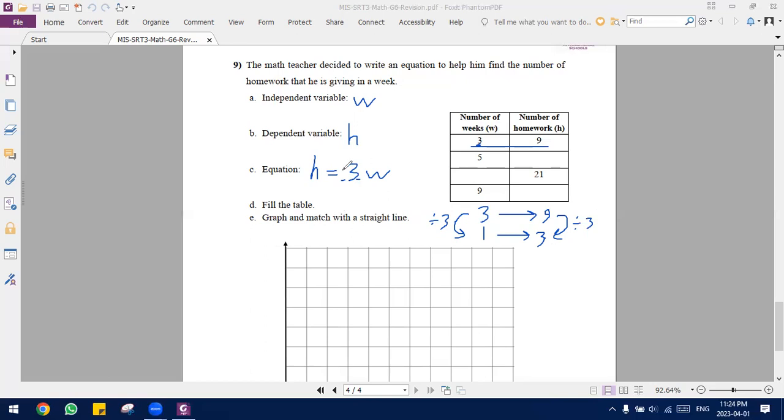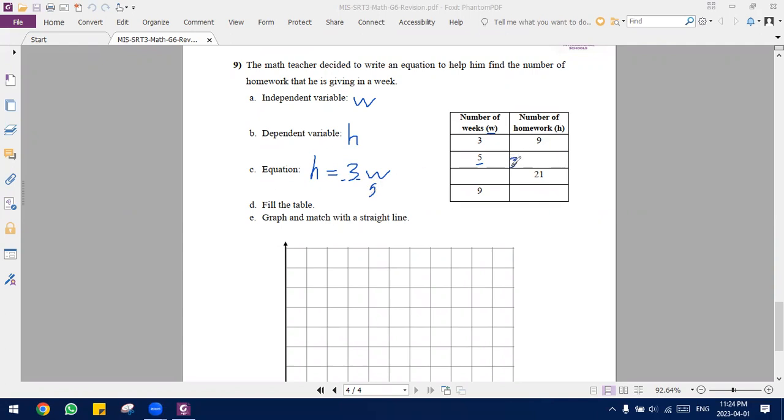So H equal to 3 times W, 3W. Now fill the table. Filling the table requires the equation, and we already have it. Now, the number of weeks is 5. What's the number of homework? So W is 5. Now I go to the equation, and instead of W, I substitute by 5. What does that mean? Number of homework is equal to 3 times 5.